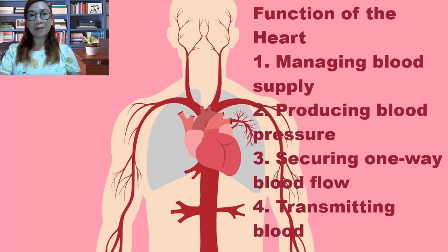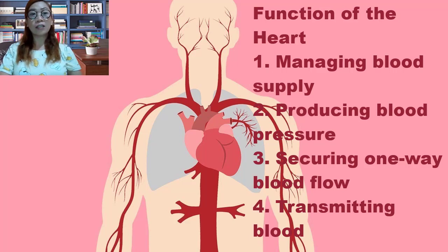And let me first start with the function of the heart. Number one is managing blood supply. Variation in the rate and force of heart contraction match blood flow to the changing metabolic needs of the tissues during rest, exercise, and changes in body position. Another function of the heart is producing blood pressure. Contraction of the heart produces blood pressure, which is needed for blood flow through the blood vessels.